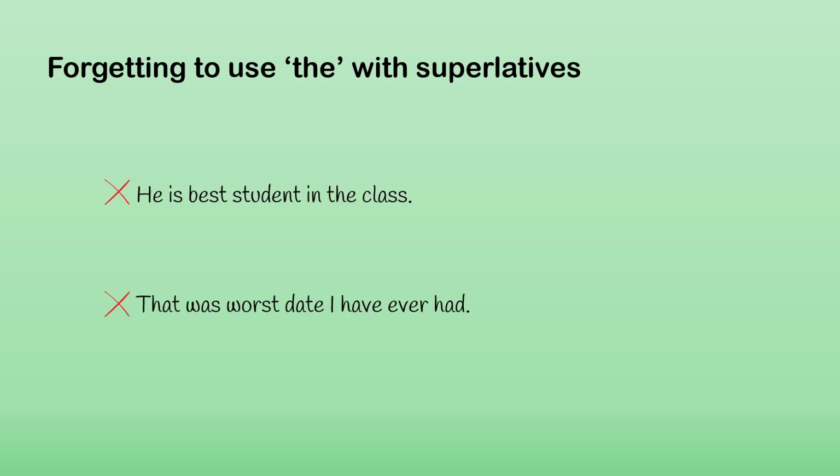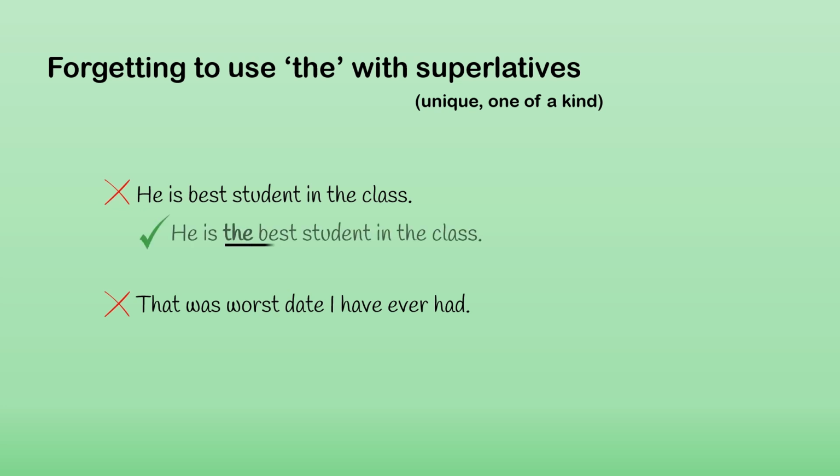Number 6. Mistakes with articles. One common mistake with articles is forgetting to use the with superlative adjectives. We use the before superlatives because they describe something as the most or least in a category, meaning it is unique, one of a kind. The definite article the is needed to reflect this. He is the best student in the class. That was the worst date I have ever had.